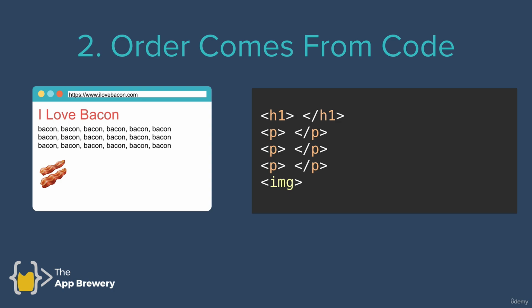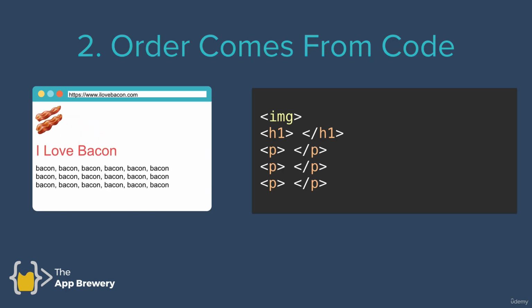The next thing to remember is that the order of your elements on screen comes from your HTML code. In this case, we have an H1, 3 paragraphs, then an image. This is how we've written our code in our HTML file, and this is how it gets rendered, in that order. Now, if we change the order and put the image at the top of our code file, then our website is going to display in a corresponding way. So the default layout order is determined by your code.